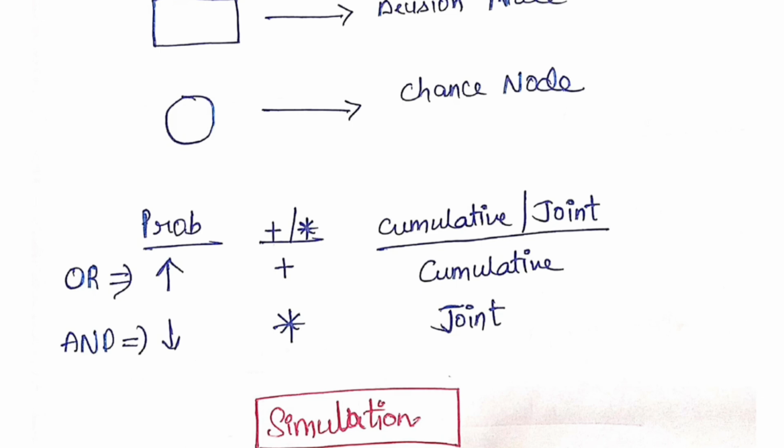Next, whether to use cumulative or joint. Whether the probability is cumulative probability or joint probability. How do you know that? If in the question R is given, it increases the probability, so we need to add it, then we use cumulative probability. If in the question N is given, it decreases the probability, we need to multiply it, we use joint probability.